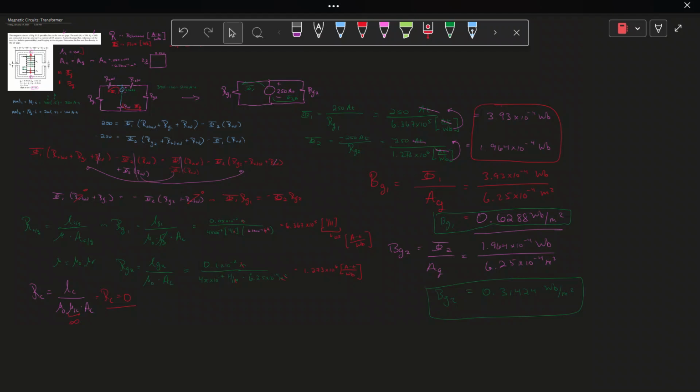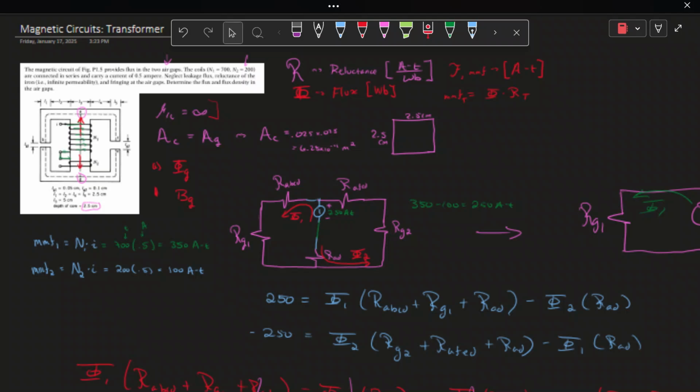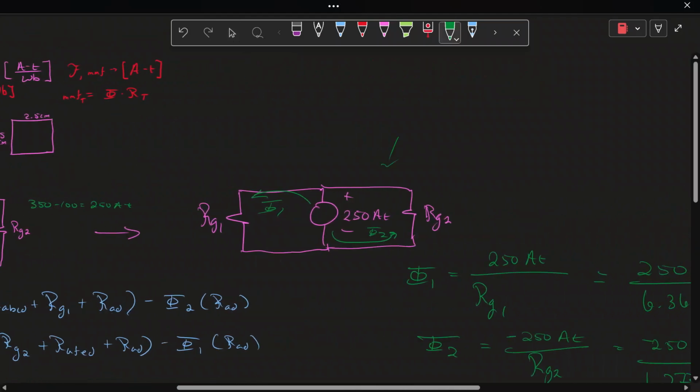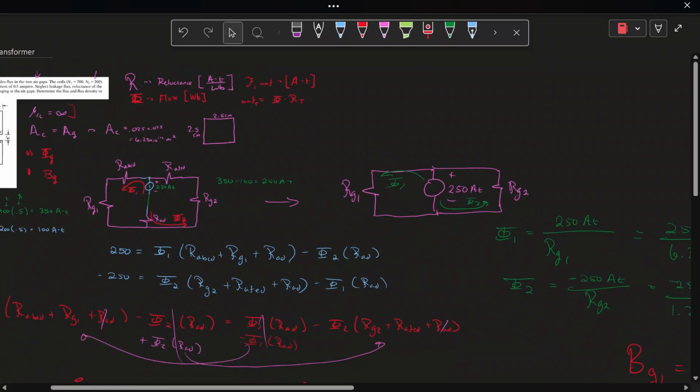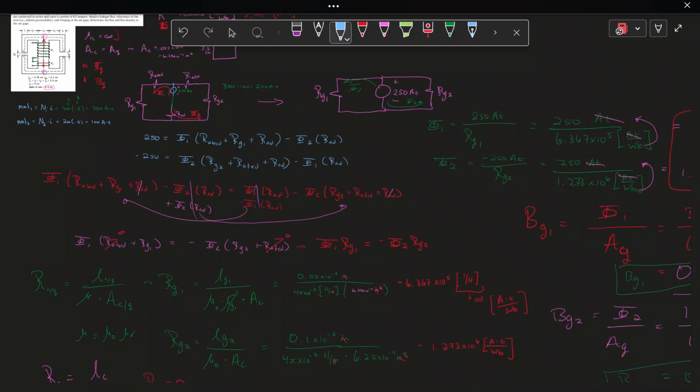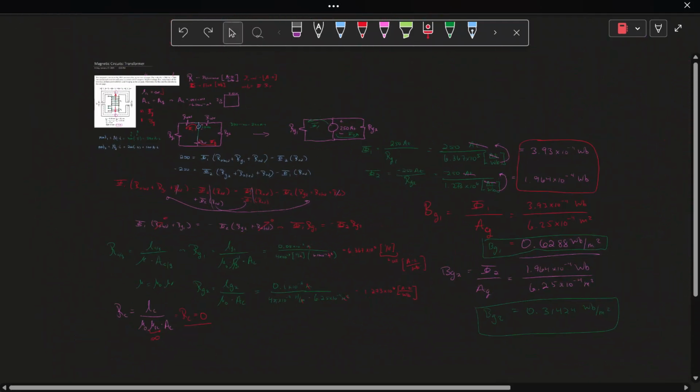Of course, there was a quicker way to do this, but this is a very important analysis. We could have just seen at the beginning that the infinite permeability means all of the reluctances get zeroed out. But if that doesn't happen in an exam or a quiz, then we know this is the way you do this. You start doing KVL, KCL analysis, using reluctances, the magnetomotive force, and any kind of fluxes.